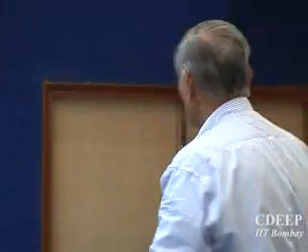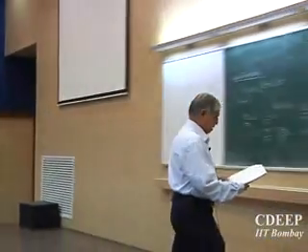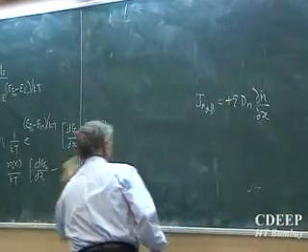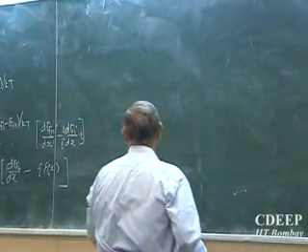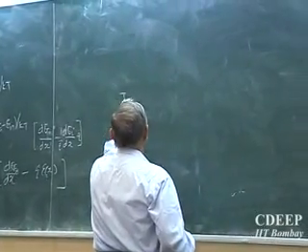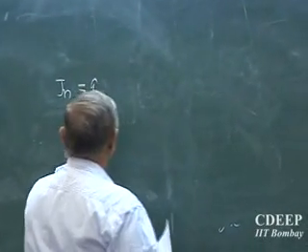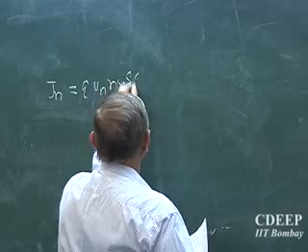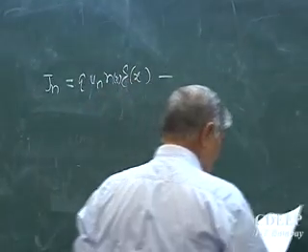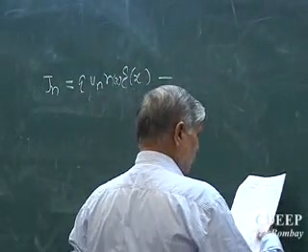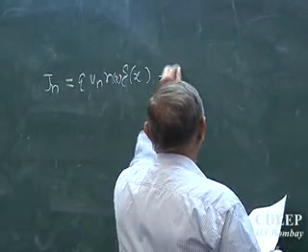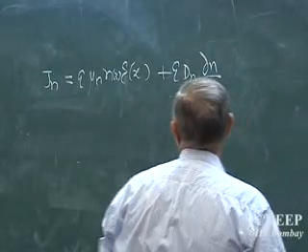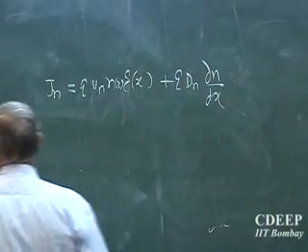This is a representation which is very relevant. The net current, I will not solve it fully, I will just write down for you. The net Jn current is q mu n nx Ex. Since I have not applied field, this is only built-in voltage or built-in fields, plus q Dn dn/dx. I have already taken Ex here.